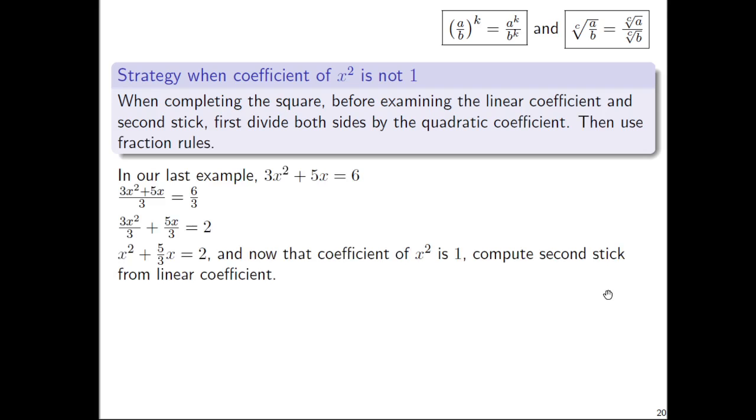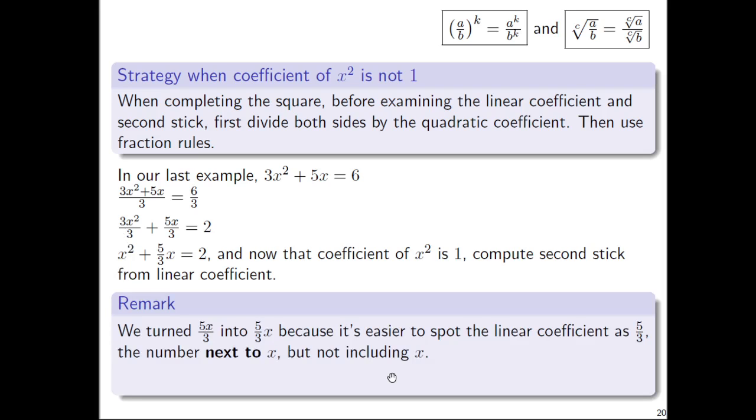So in our last example, 3x squared plus 5x equals 6, we divided both sides by 3, used a fraction rule, and then, after writing the left side as two separate fractions, finally the 3's canceled. And now that the coefficient in front of x squared is a hidden 1, we could then compute the second stick from the linear coefficient.